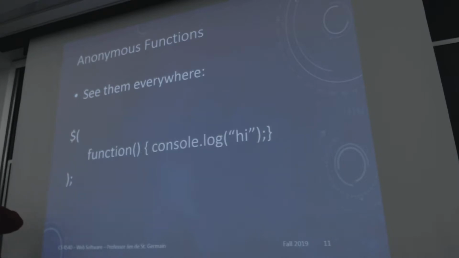Okay, we'll see more anonymous functions. We'll use them all over the place. But before we do, remind me, what does the dollar parentheses do for me? It's jQuery, and what does just putting parentheses around a function do?